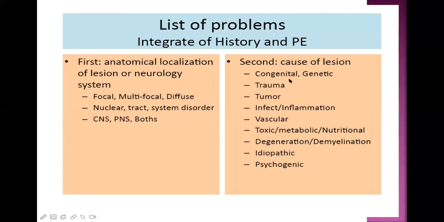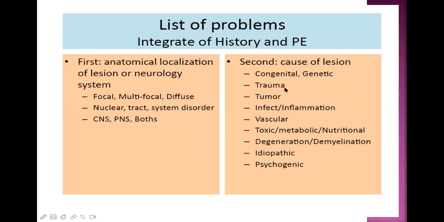Congenital or genetic: some diseases can be congenital or genetic, for example some malformation of the brain, where the brain may not have developed properly. Genetic, Huntington's chorea is one example we can take.